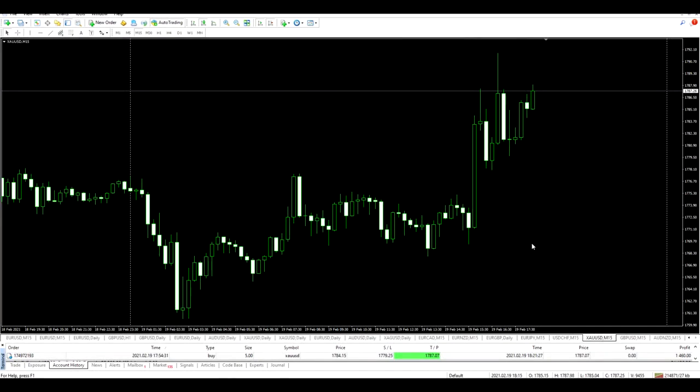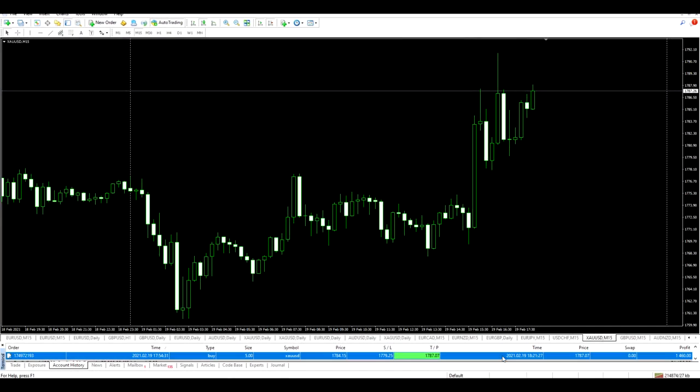That's where I entered. That's where the stop was placed. And that's where the target was hit. As you can see, just 2 candles later, we exited the trade in profit. Thanks for watching.